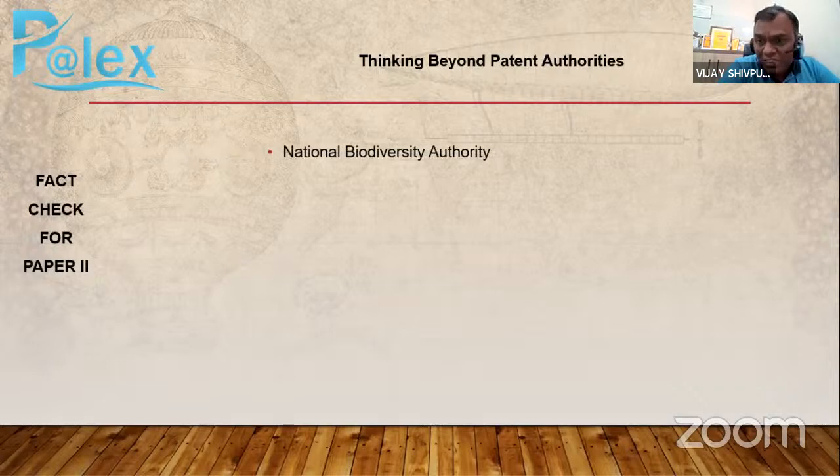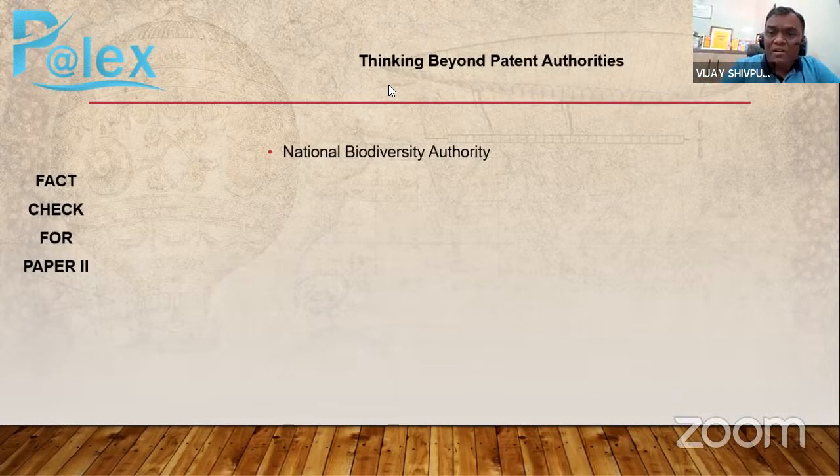And what are these authorities? The National Biodiversity Authority, NBA, based in Chennai, which is applicable for all those inventions wherein you use at least one part of the patent application or the claim which is from natural resources. It can be a herb, a mineral, or any natural ingredient.